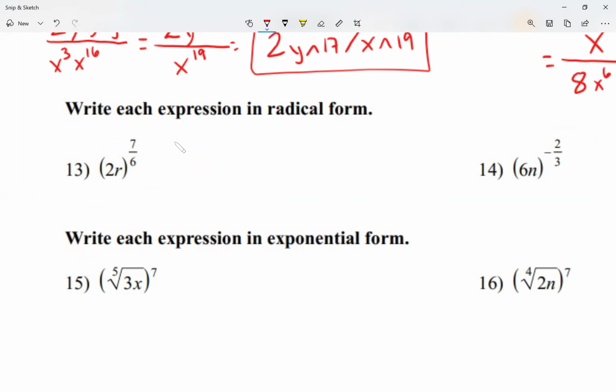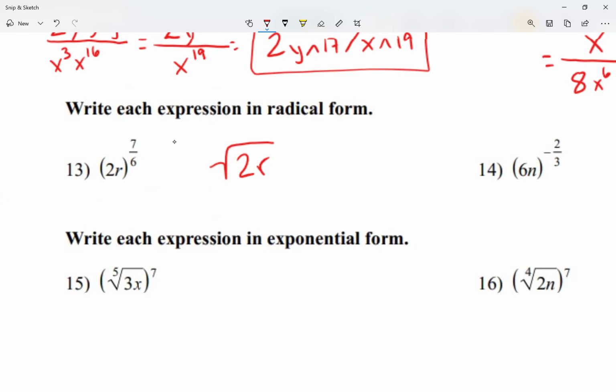I'm going to write this in radical form. The radical form is the symbol that we know as a square root. If I was doing this by hand, first of all, I will write down my radical symbol. Anything inside the parentheses is inside the radical. So I will just call this 2r to begin with.